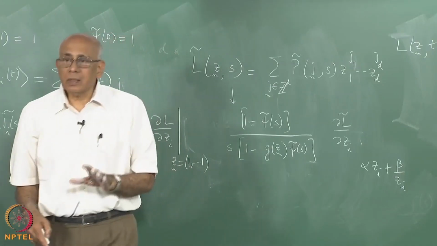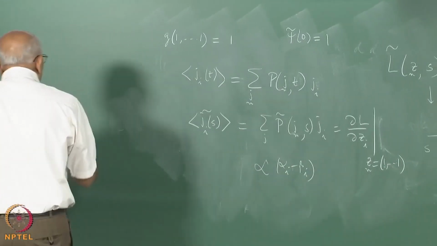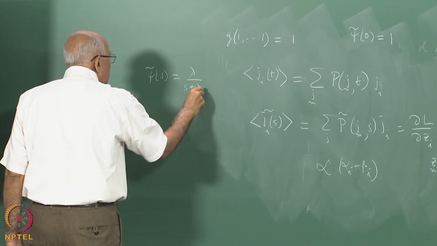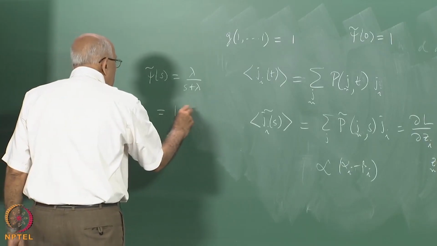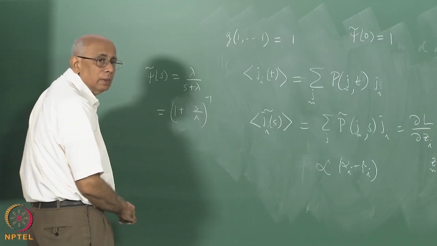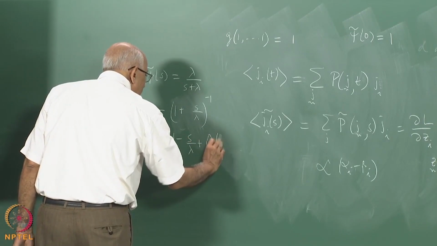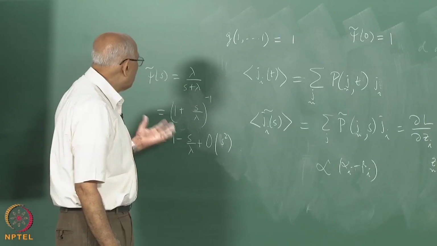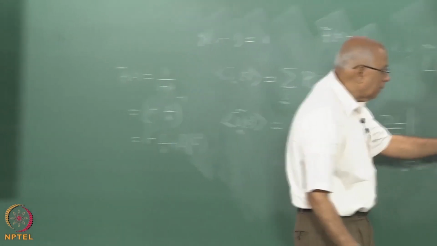So you have to ask, what is the small s behavior of psi tilde of s? Now it is clear that in the Markov case, if psi tilde of s equals lambda over s plus lambda, this is equal to, I pull out a lambda, 1 plus s over lambda inverse, which is equal to 1 minus s over lambda plus order s squared near s equal to 0. So you have to be careful, because we have got factors like 1 minus psi tilde of s, so we better be careful. So now look at what happens if you differentiate.